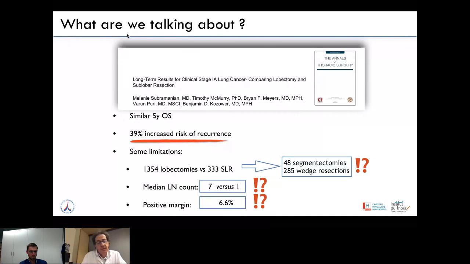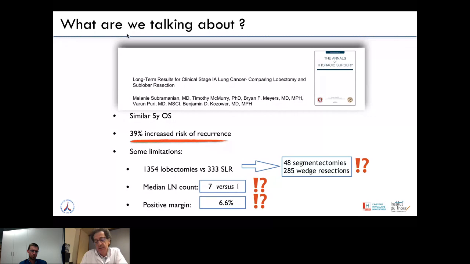I give this example because I think it clearly shows that we are not talking about the same things when we are comparing lobectomy and sublobar resection. And I think the issue is that most of us in this audience probably do a lobectomy rather in the same way, while we don't perform a sublobar resection in the same way.